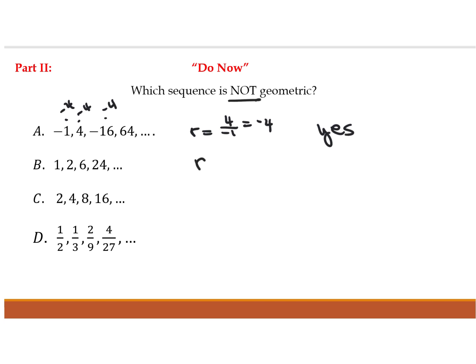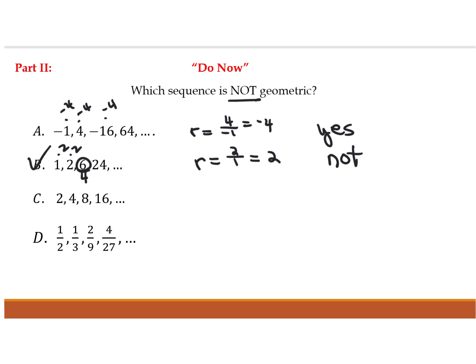On B, I'm going to find r. I'm going to divide the second term by the first term, which is going to give me a ratio of 2. I'm going to check now to see if this is geometric. If it is, if I multiply each term by 2, it should give me the next term. 1 times 2 is 2. 2 times 2 is 4. And because this number is 6, that means this one is not geometric, and that would be your answer.